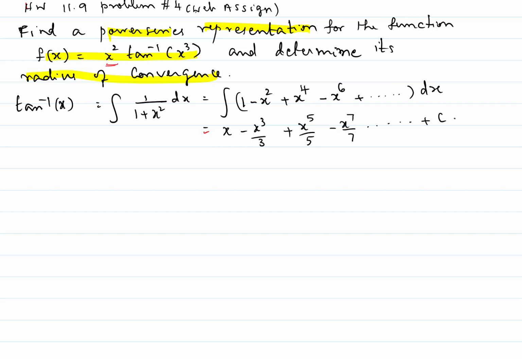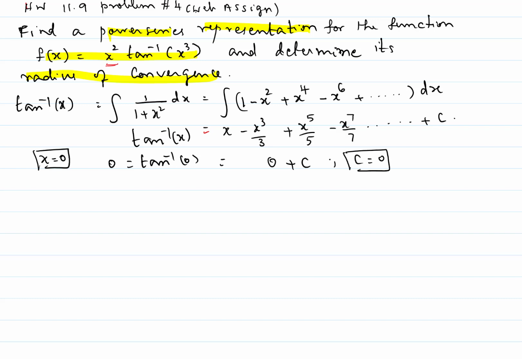This will give a constant of integration which will be equal to c. Now we have to determine this constant. So for that we are going to plug in x equal to 0. So tan inverse of 0 would be 0. On the right hand side all the terms have x in them, so which will be 0 plus c, except c. So the c value is equal to 0. So this gets plugged back in here.